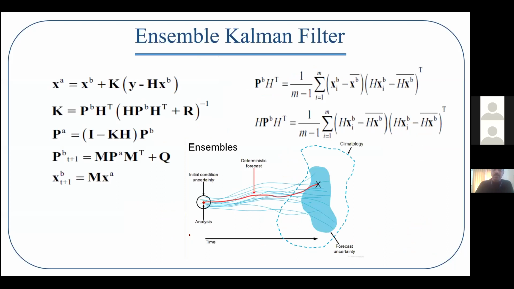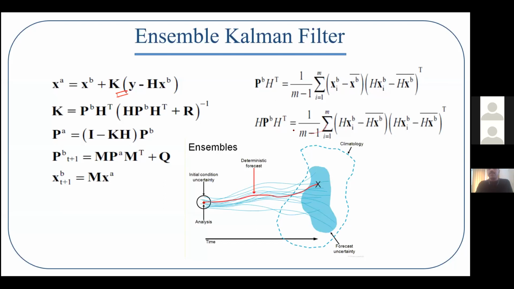So you can see how the equation has changed. For example, the first equation we see, XA, which is the analysis, is equal to XB plus K, where K is the Kalman gain, times (Y minus HX). I'll explain all those terms later. But the purpose is to find out the K. So the rest of the formulations are just to show how we are estimating the Kalman gain for this equation. Okay, so the assumptions all remain the same. The only thing is that this is in a multidimensional system. This is how it looks like.